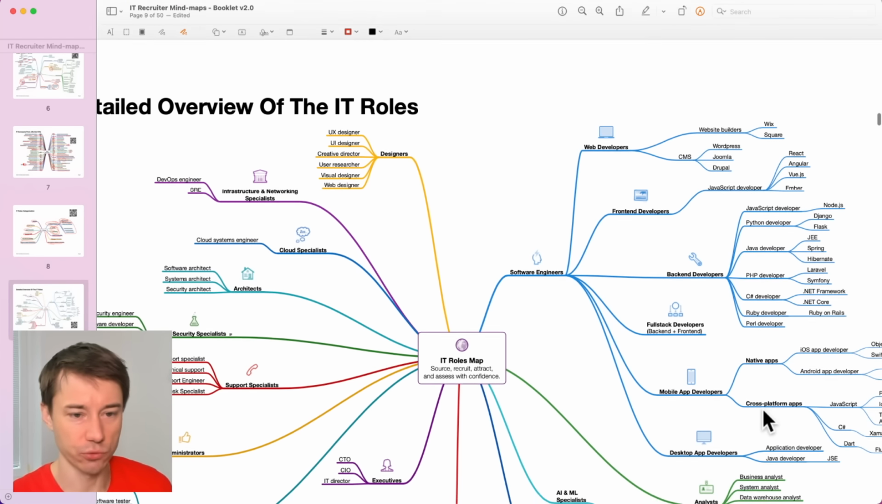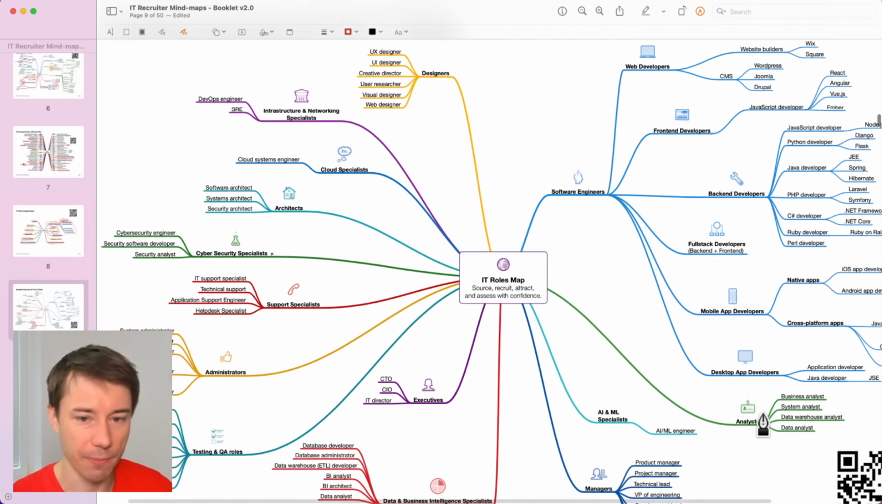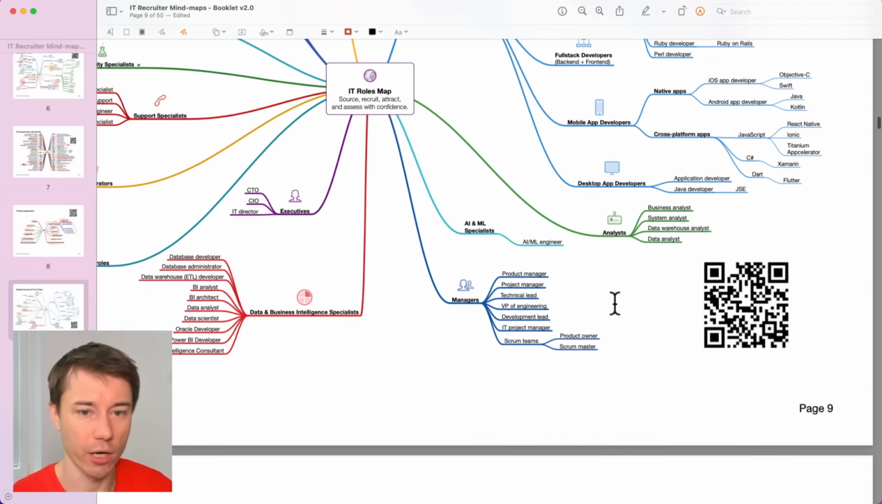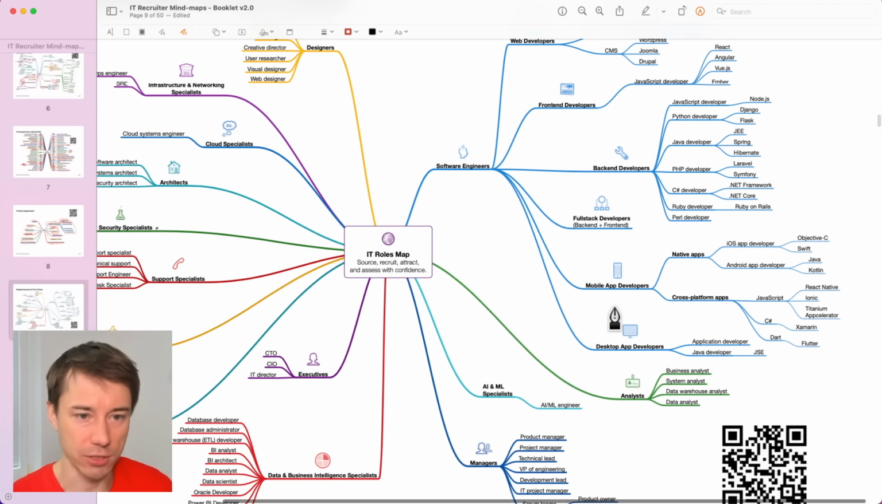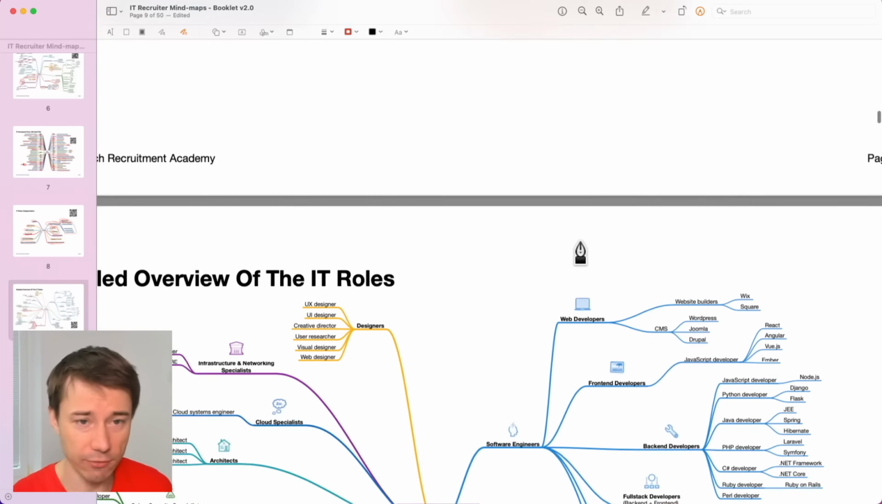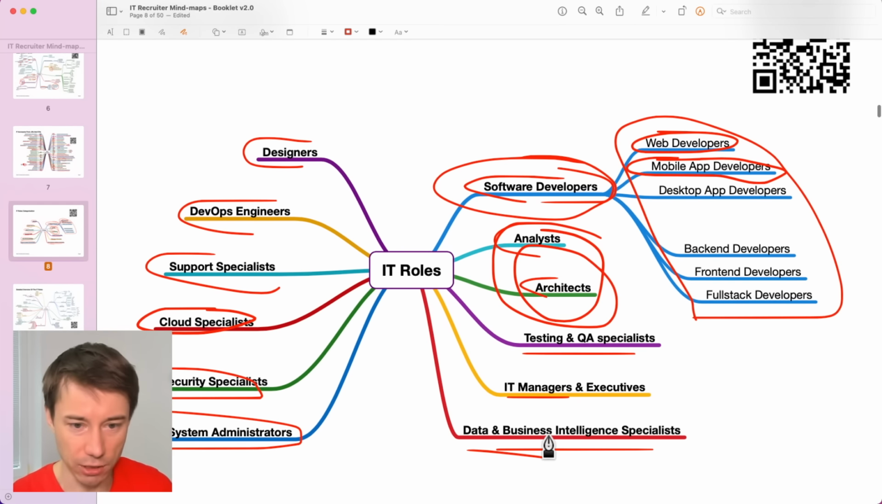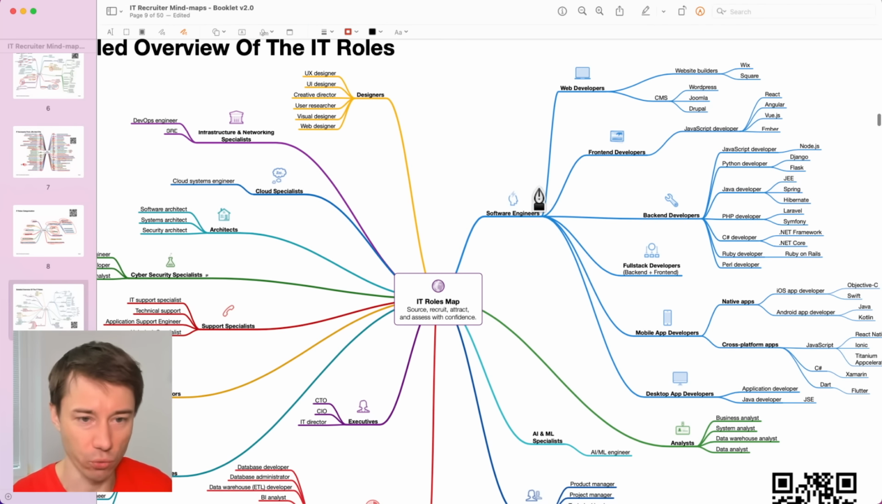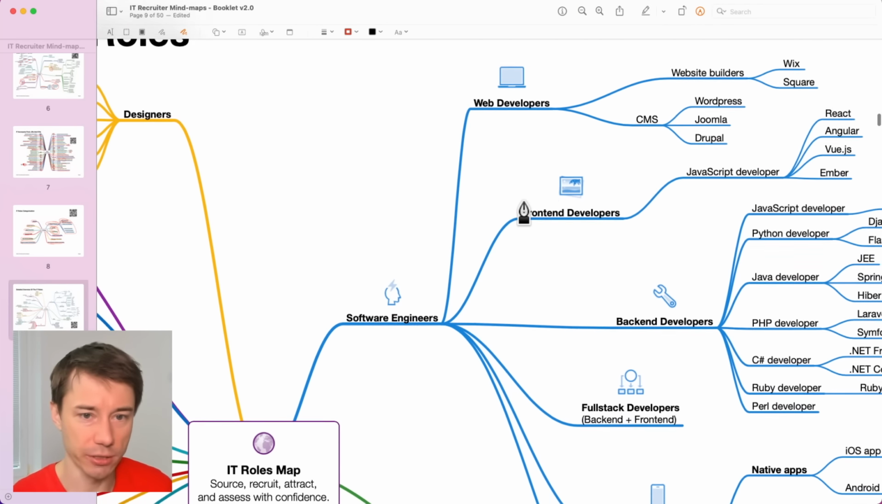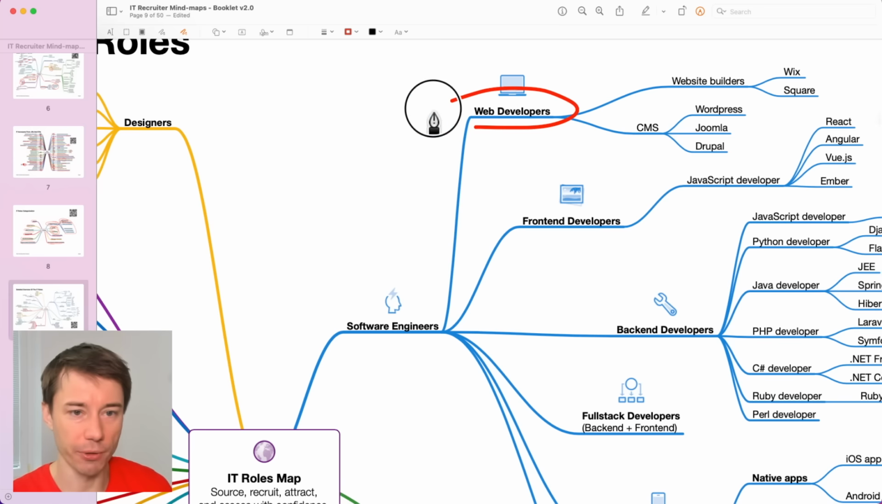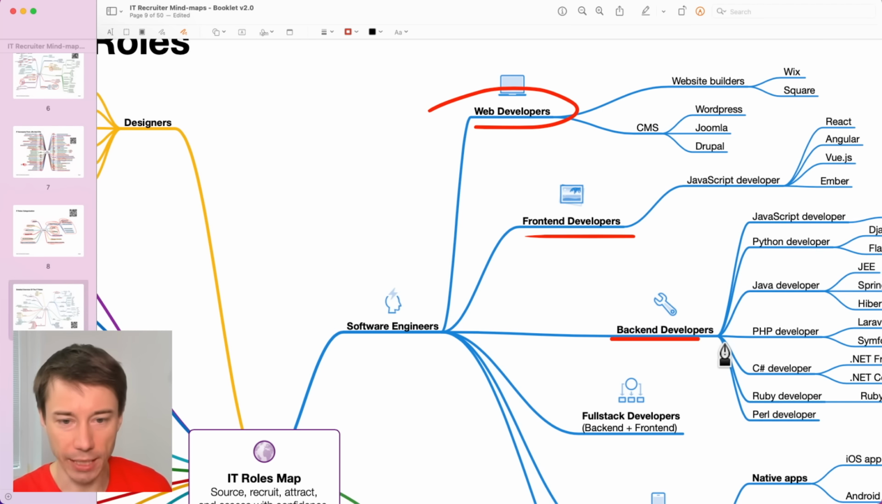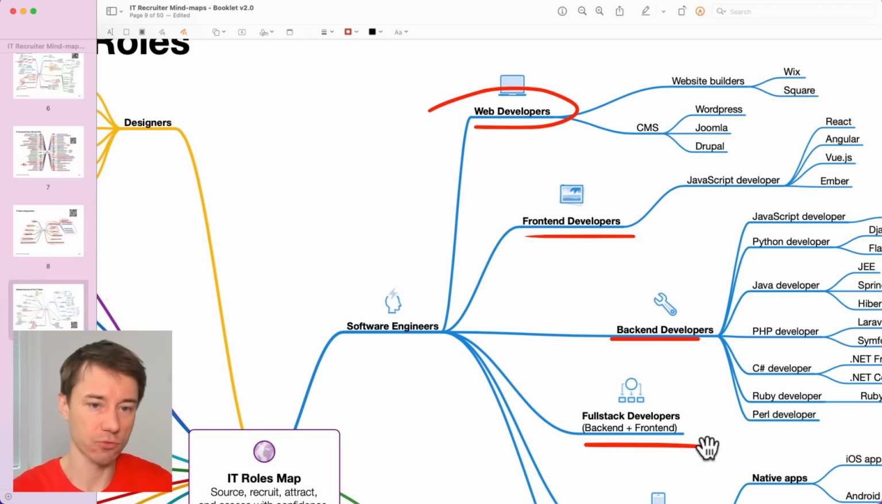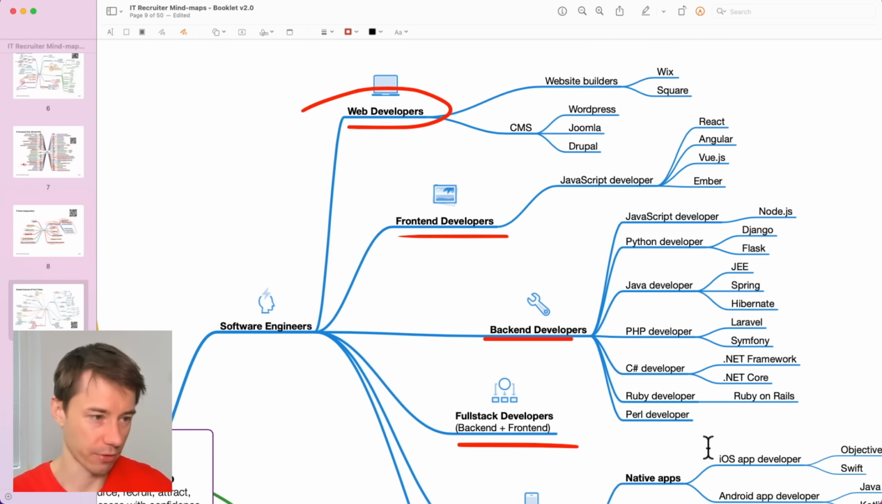So I'll scroll down to the mind map on the page number 9, where we see a breakdown of all these roles. So on a high level, it is the same categories, just expanded with more nodes. So for example, software engineers, now I expand to web developers, front-end developers, back-end developers. Full stack developers means front-end and back-end.